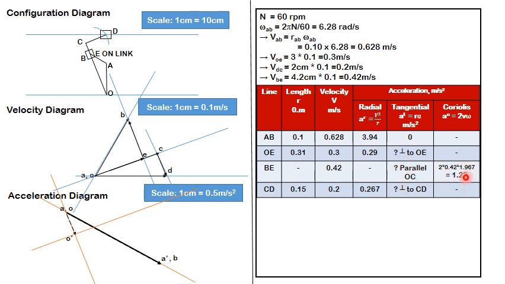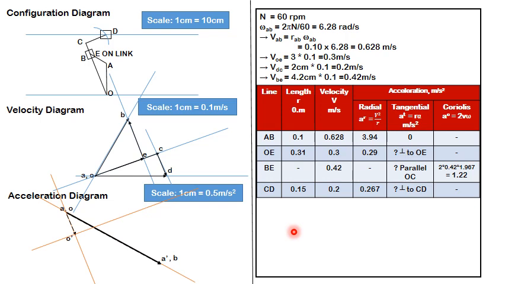So the known quantity is this one. For this we know the value also, and we know the direction also. What is the direction of this component? If you see in this velocity diagram, the vector B is acting in upward direction, and link OE is rotating in clockwise direction. So clockwise direction is negative, upward direction is positive, and hence the coriolis component of acceleration acts in positive x direction or on the right side.